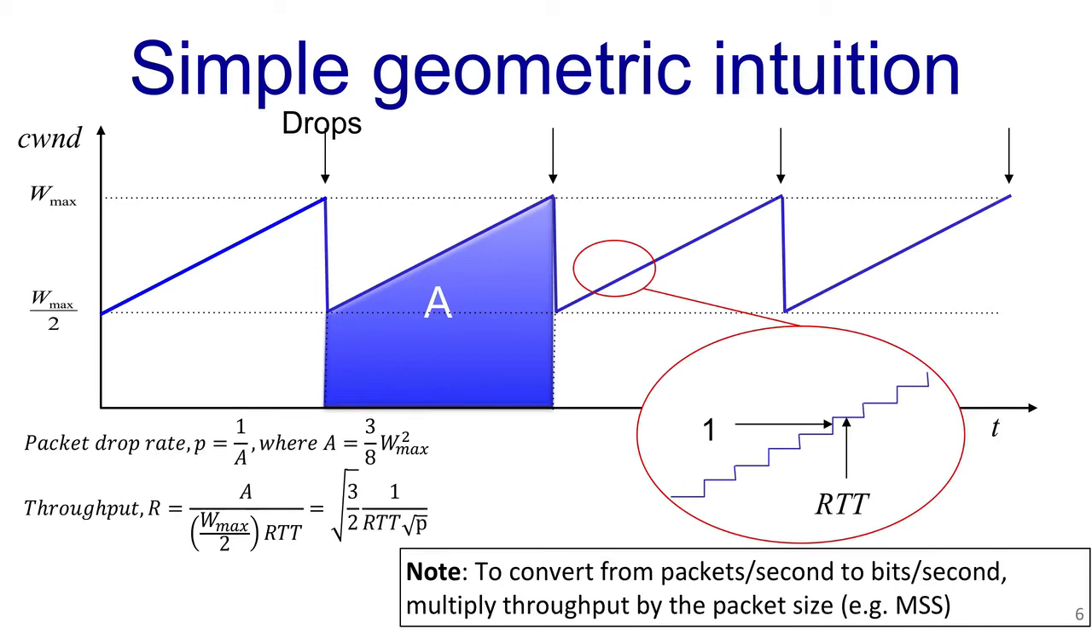Now we know A, we can write an expression for throughput, because we know that we send A bytes every Wmax over 2 times RTT seconds. Throughput equals A divided by Wmax over 2 RTT.